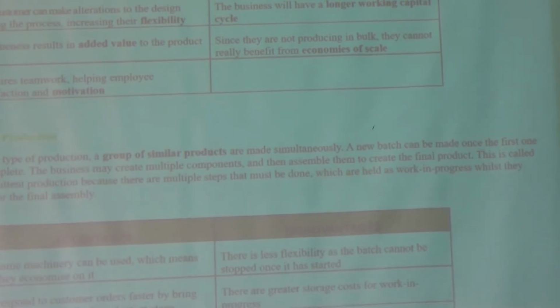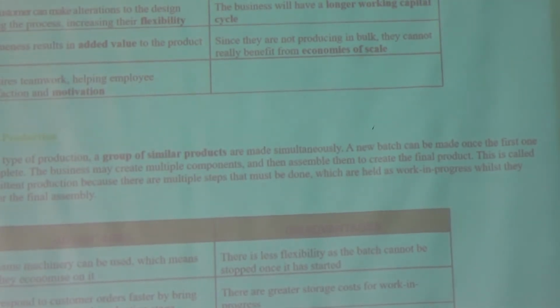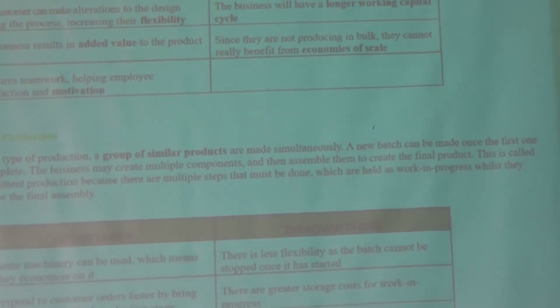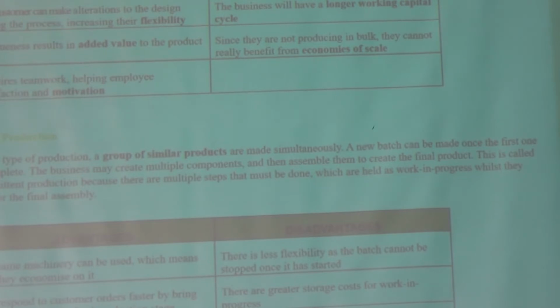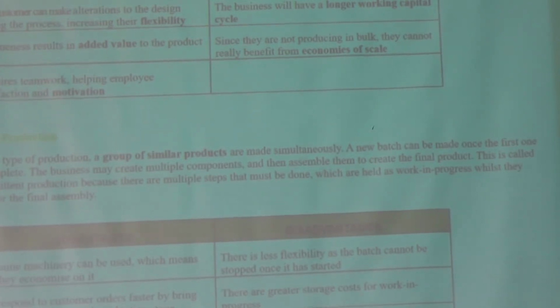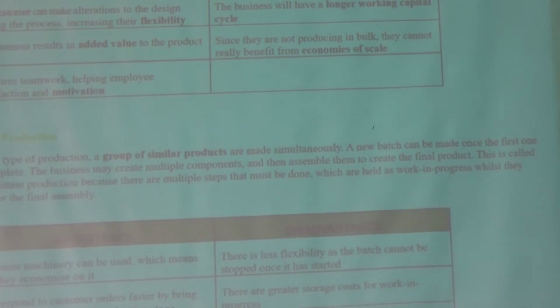Batch production. In this type of production, a group of similar products are made at the same time. A new batch can be made once the first one is complete. The business may create multiple components and then assemble them to create the final product. So you do have some systems involved in this kind of batch production. If you've ever been to those bakeries like in the E-Mart in Govat, they have people working in the back, or Tous les Jours. They really like to show off their baking operation.